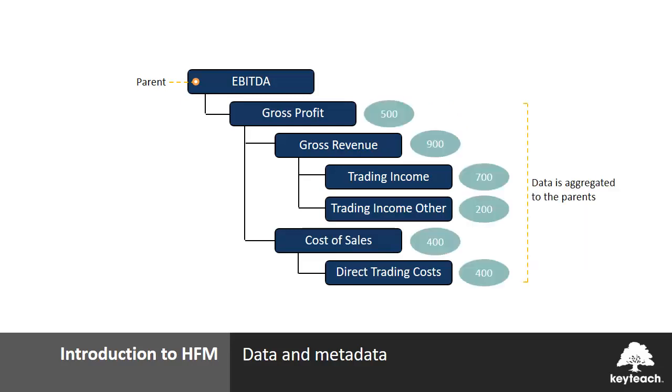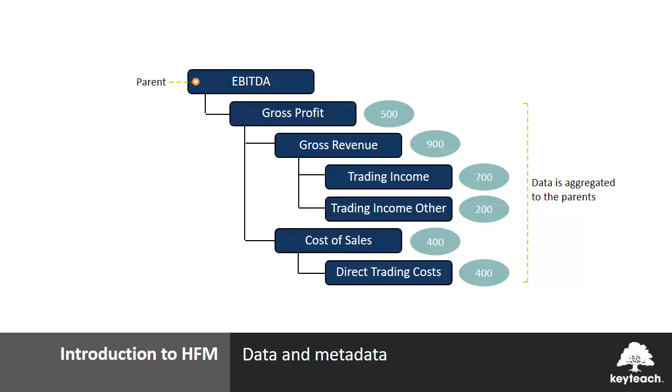HFM is financially intelligent. Dimensions have attributes, and the accounts have attributes such as revenue and expense. HFM is designed as a positive input system, but doesn't have to be. So in this example, we can see the trading income and the trading income other naturally aggregating up into gross revenue. So as soon as those base level data numbers are input, gross revenue, gross profit, EBITDA is populated.